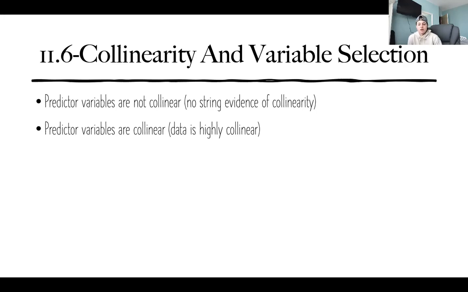So if the data is collinear, we proceed one way, and if the data is not collinear, we proceed a different way. The first step should be calculating the variance inflation factors for the variables. If none of the values are greater than 10, then collinearity is not an issue.